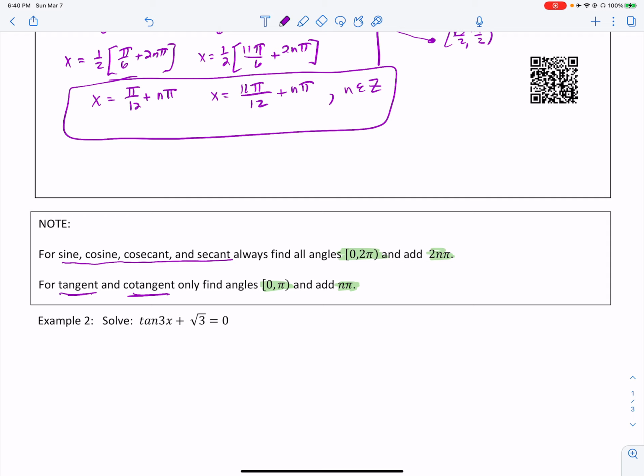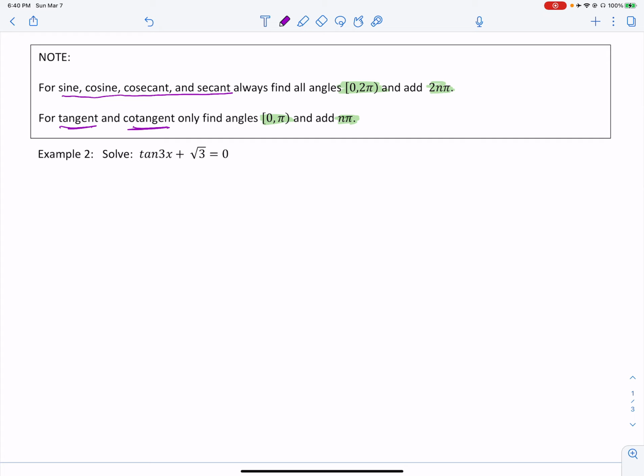So we'll see this in this next example. So you need to isolate the tangent of that multiple angle. Again, you can't take that 3 out in front or do anything with it. You just leave it 3x right now. So as I isolate that tangent of 3x, I get a negative root 3. And then I need to find all theta 0 to pi, not including pi, where tangent of theta is negative root 3.